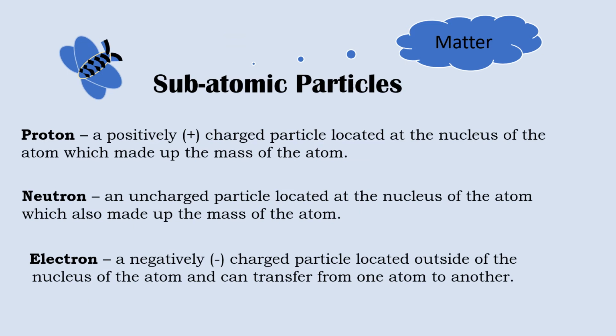The three subatomic particles are proton, neutron, and electron. Proton is a positively charged particle located at the nucleus of an atom, which makes up the mass of an atom. The neutron is an uncharged particle located at the nucleus of an atom, which also makes up the mass of the atom. Third is the electron, a negatively charged particle located outside the nucleus of an atom and can transfer from one atom to another.